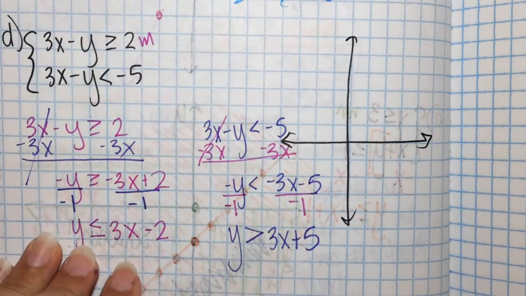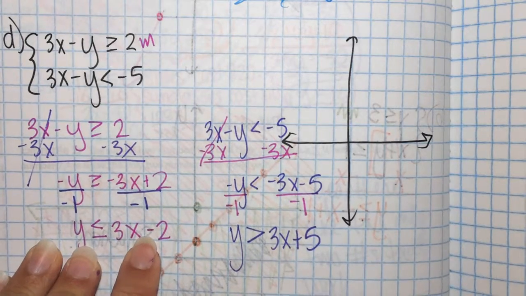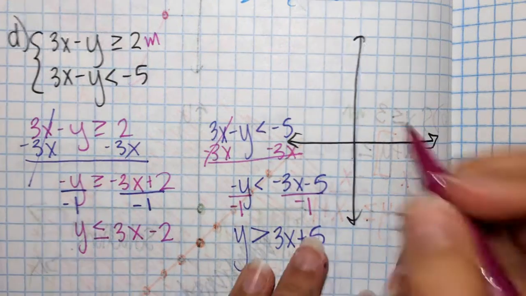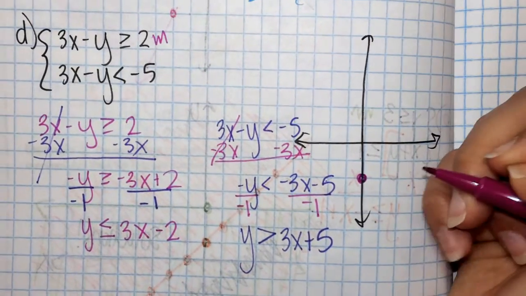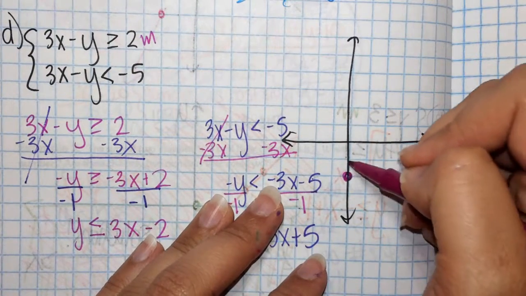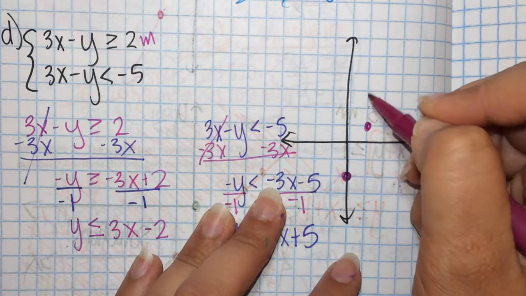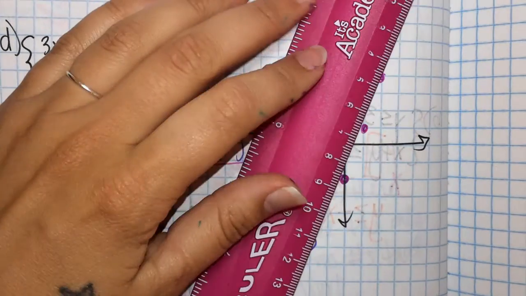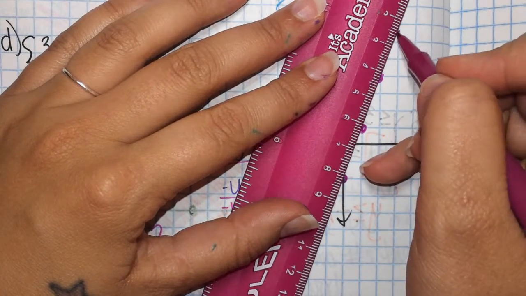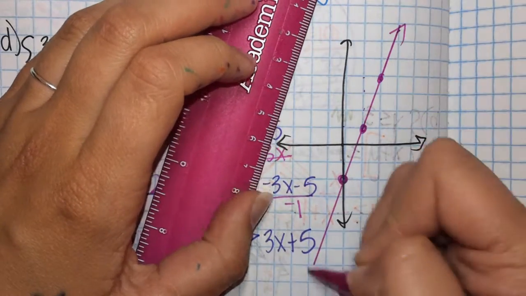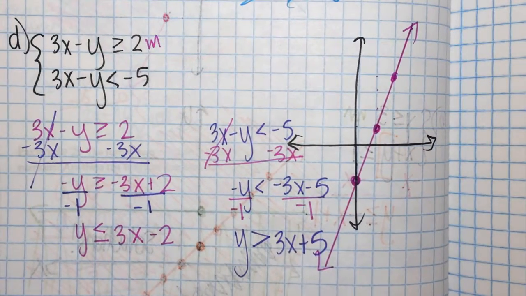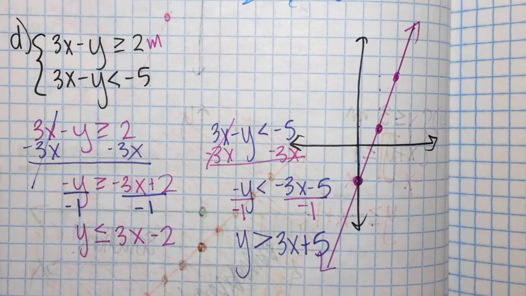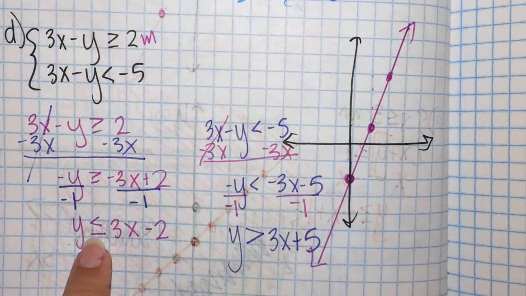All right, let's graph this one. What do I do first? I go down 2, and then what do I do? Up 3, right 1. Do I do it again? Is it going to be a solid or dashed line? Solid. Do I shade above or below? Below. It's less than, so it's below. Less than is a little boat.